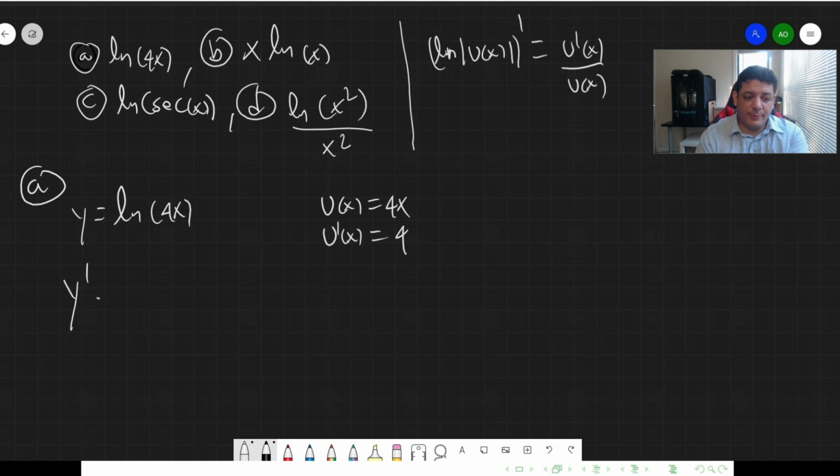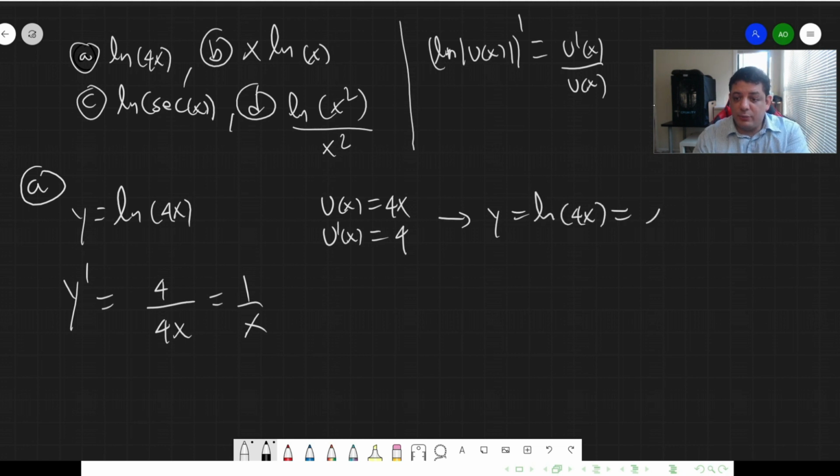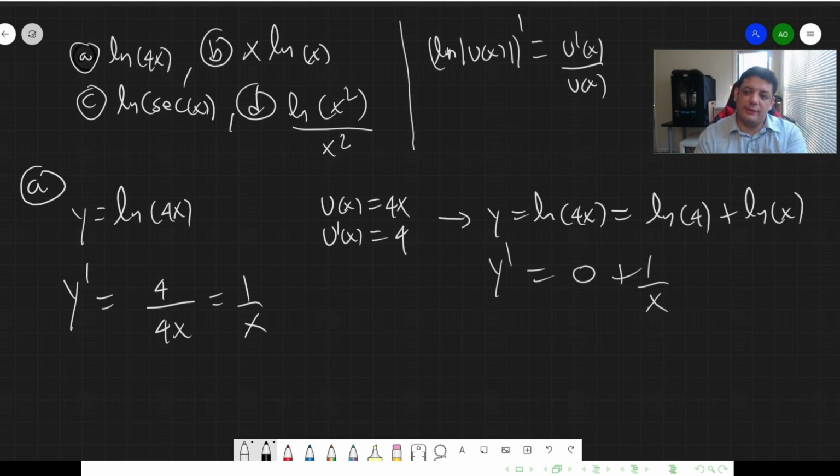So the derivative y prime is essentially 4 over 4x, which is just 1 over x. It doesn't matter if we have a constant multiplying inside, we're going to get the same thing. And that makes sense, because if y equals log of 4x, you can write this with properties of the logs as log of 4 plus log of x. So the derivative of this is essentially 0 plus 1 over x.